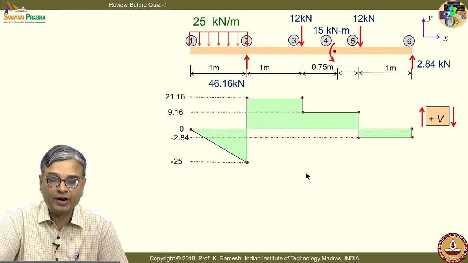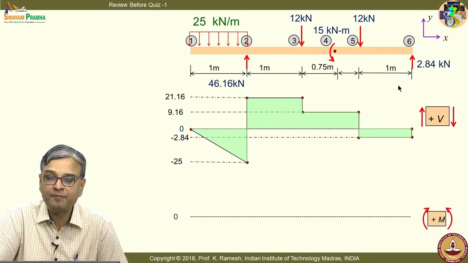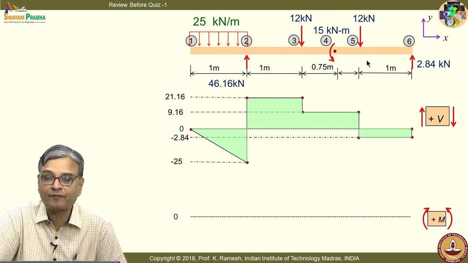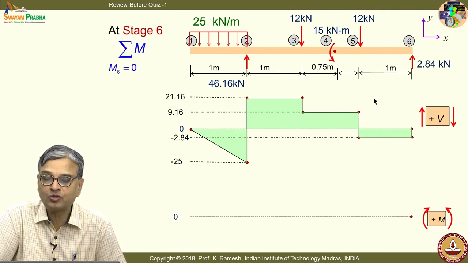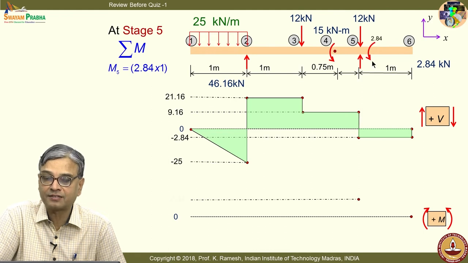And let us go and draw the bending moment diagram. For bending moment diagram, move from right to left. Simply find out whether it is clockwise or anticlockwise moment and then keep plotting it. That is all you have to do. For the first one, I have translated the force and indicated that I need to get a moment like this, okay. And I have got this value here.